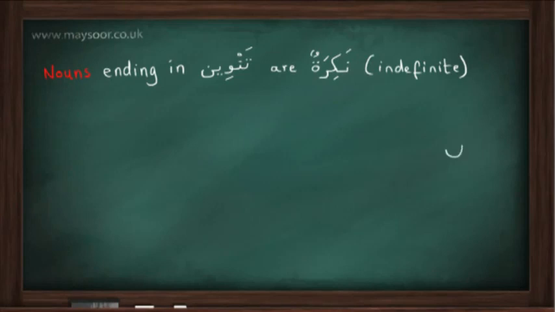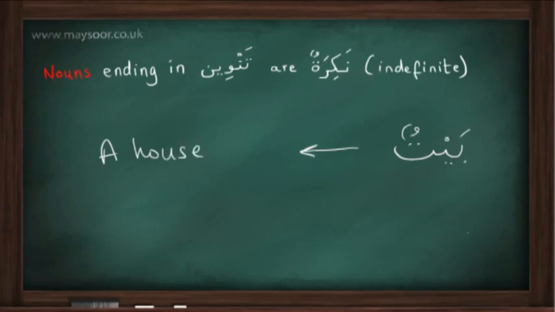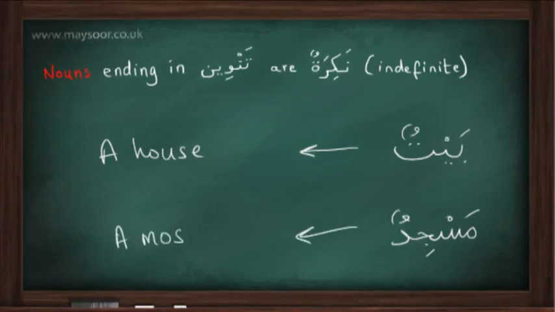For example, baytun can be translated as a house. Similarly, masjidun can be translated as a mosque.